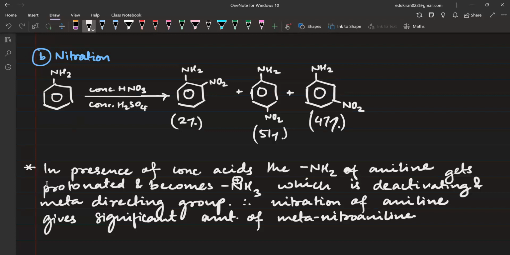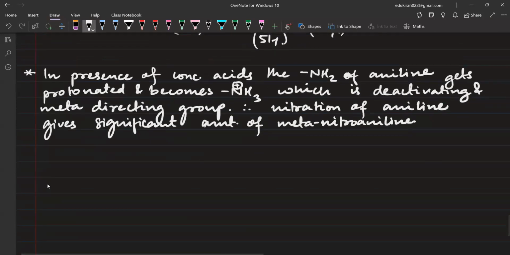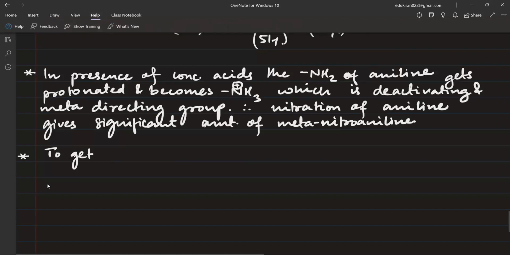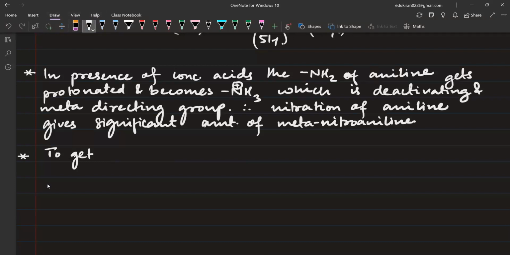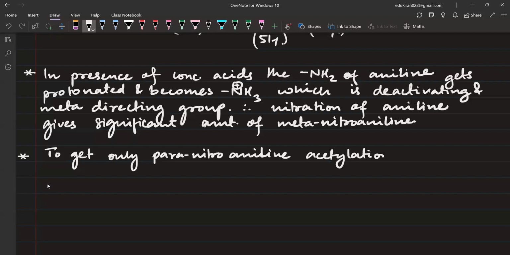ठीक है, to get mono substituted या फिर वही पैरा, to get only para nitro aniline, acetylation is done.